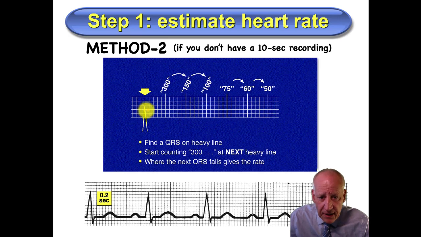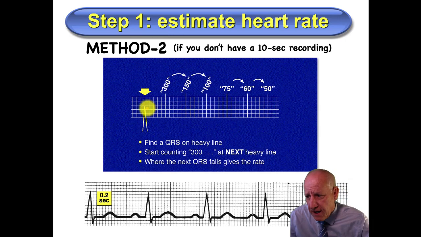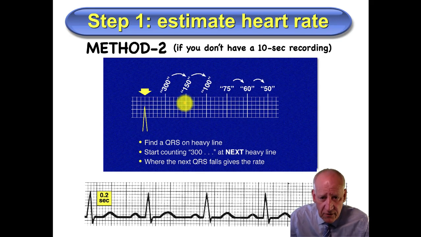Complexes every 3rd line would be 300 over 3, or 100 per minute. Every 4th line would be 300 divided by 4, or 75 per minute, and so on. So all you need to do is count off the boxes: 300, 150, 100, 75, 60, and 50. Let's take a look at this recording right here. It's right in the middle of the box, but let's go 300, 150, 100, 75. So we can estimate this patient having a heart rate of approximately 75.